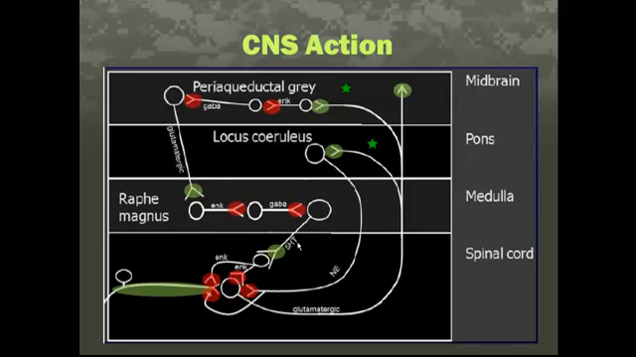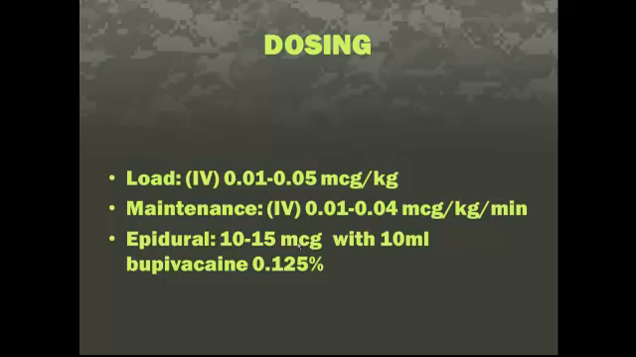Sufentanil is highly potent and only requires minimal receptor occupancy for a maximal response. The dosing of sufentanil is most frequently administered intravenously, but can be administered in conjunction with neuraxial anesthesia to amplify its analgesic effects. The loading dose of sufentanil IV is 0.01 to 0.05 micrograms per kilogram, with a maintenance dose IV of 0.01 to 0.04 micrograms per kilogram per minute.